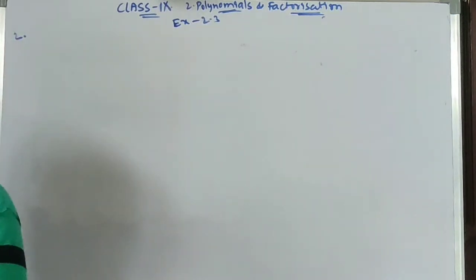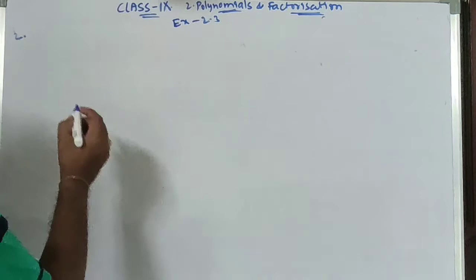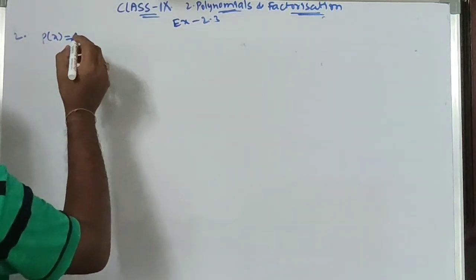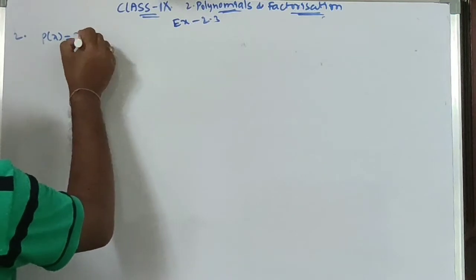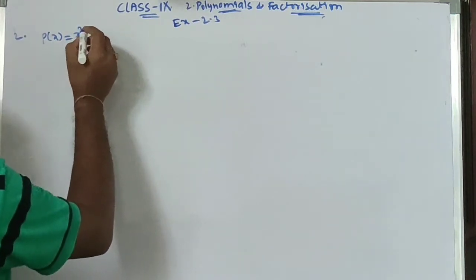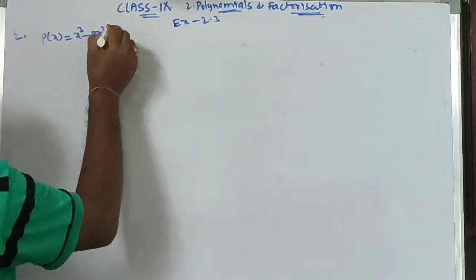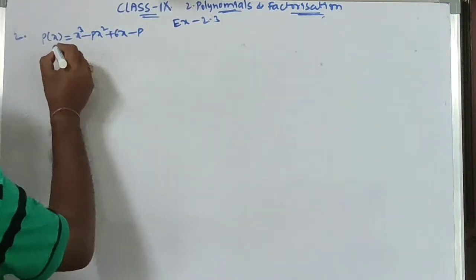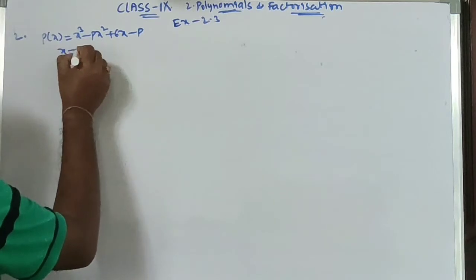Find the remainder when x cube minus px square plus 6x minus p is divided by x minus p. First I am writing the polynomial f of x equal to x cube minus px square plus 6x minus p, divided by x minus p.